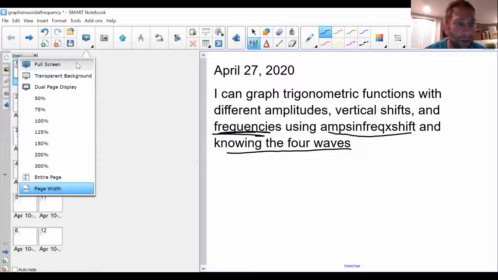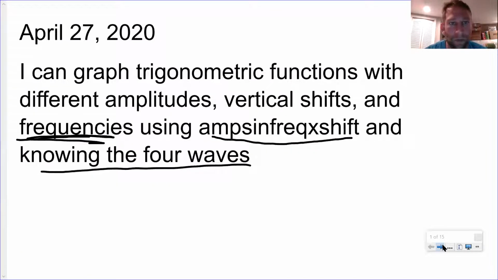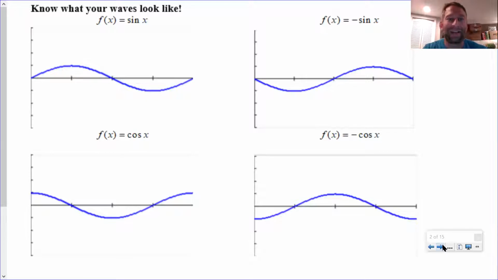So again, let's take a look at our four waves. Positive sine and negative sine both start at the midline. Positive sine goes up first, negative sine goes down first. Cosine and negative cosine don't start at the midline. Positive cosine starts at the max. Negative cosine starts at the min. Every wave is 5 points, and it starts and ends at the same point.